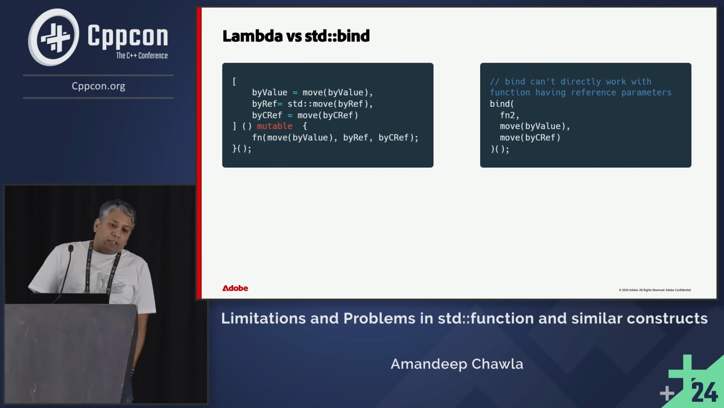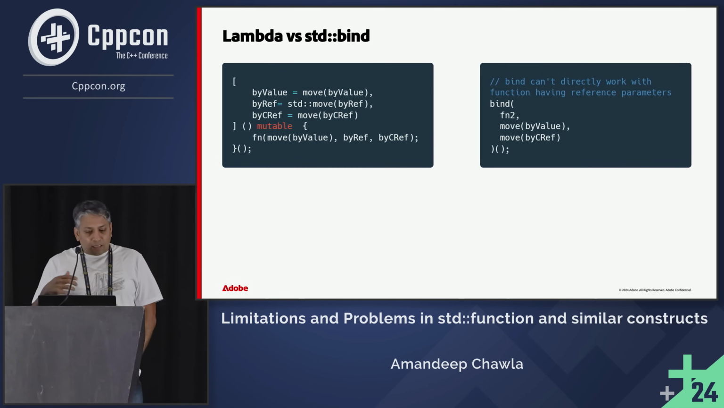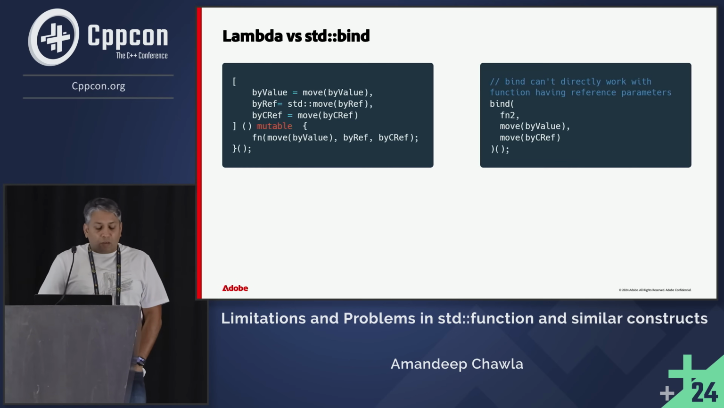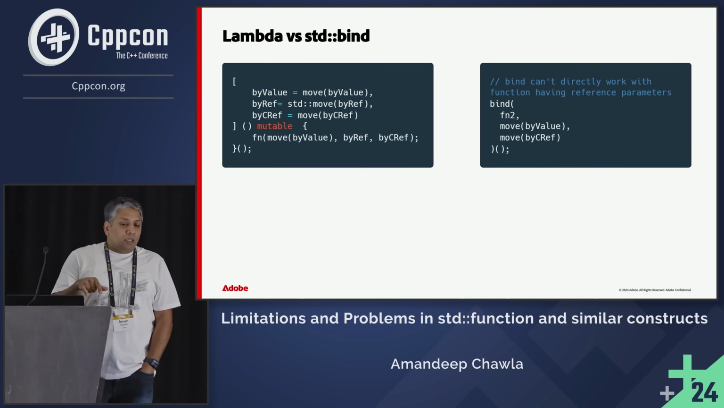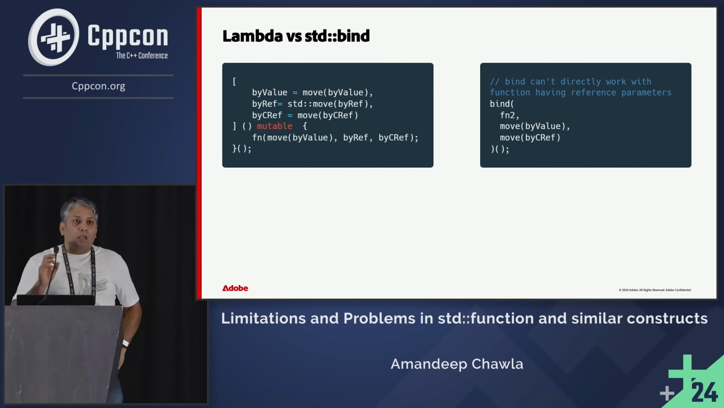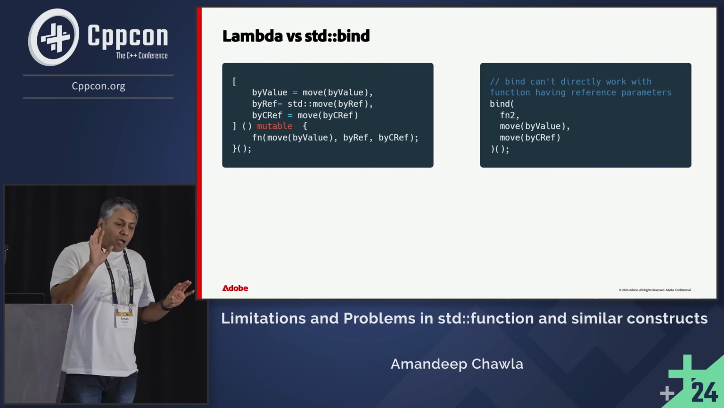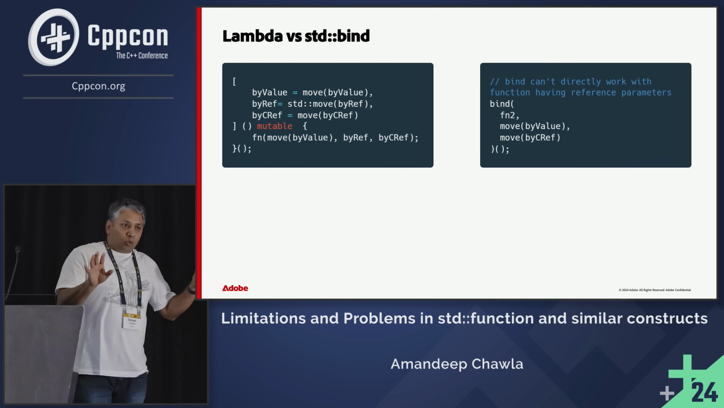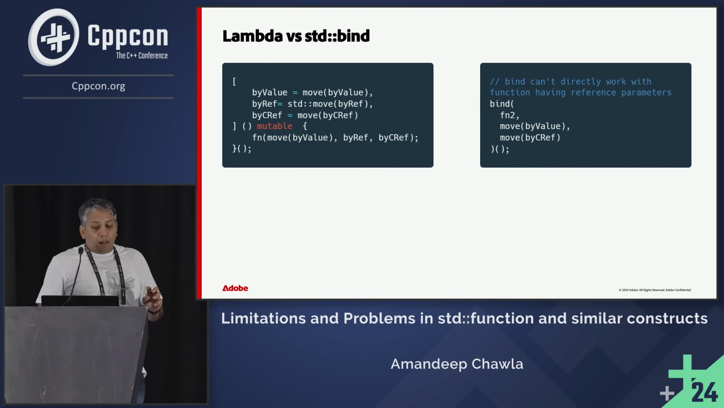So, Lambda versus standard bind. We know how Lambda works, and we know what the output will be. I moved all the 3 instances, and because I want to use move, I have to use mutable on this. On the bind side, bind can't directly work with fun, because you can't bind R value references to L value references. We will go into a little more detail on this, but there is a problem. That's why fun2 was introduced.